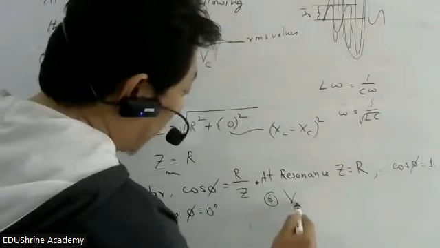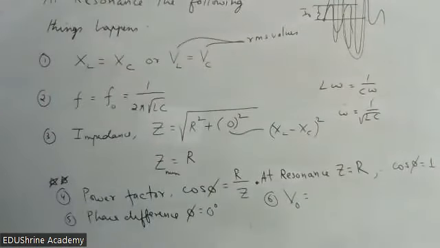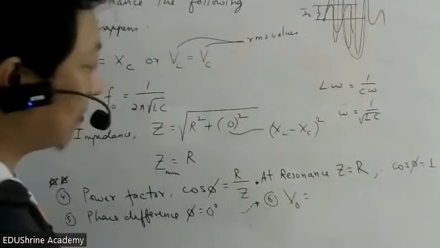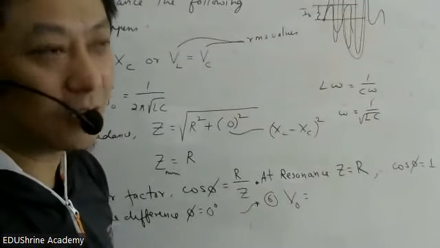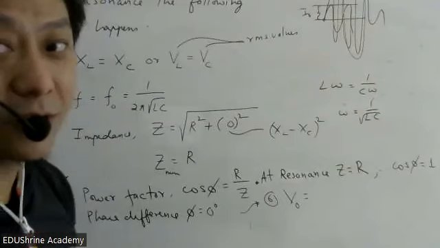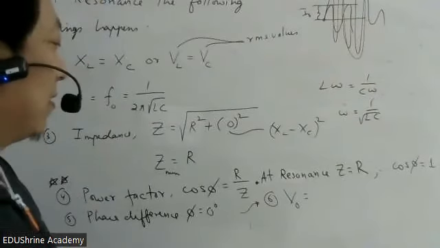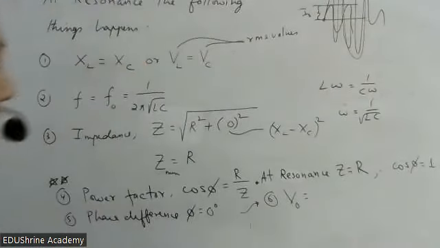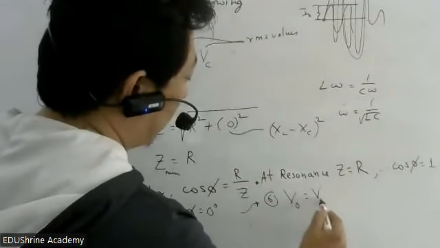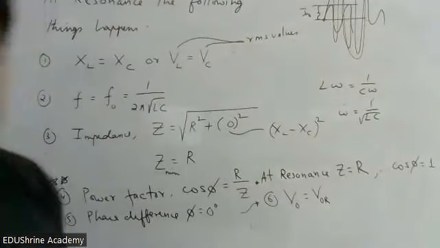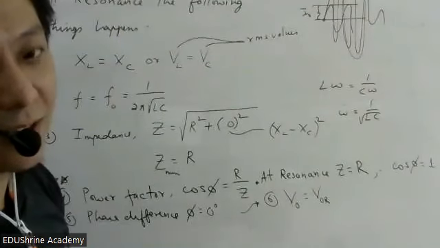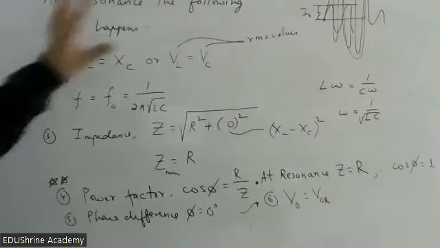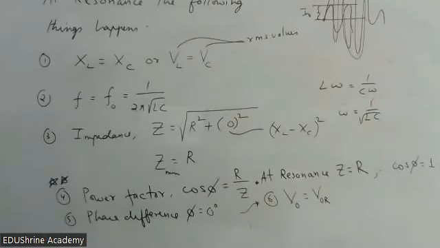Can you guess what the applied peak voltage will be at resonance? I naught R. I naught into Z, which is I naught into R. In terms of voltages, can you tell? Yes, the root over formula was there, no? It will be V naught R. Correct, no? Because V naught L and V naught C will cancel. So these are the things which happen at resonance.